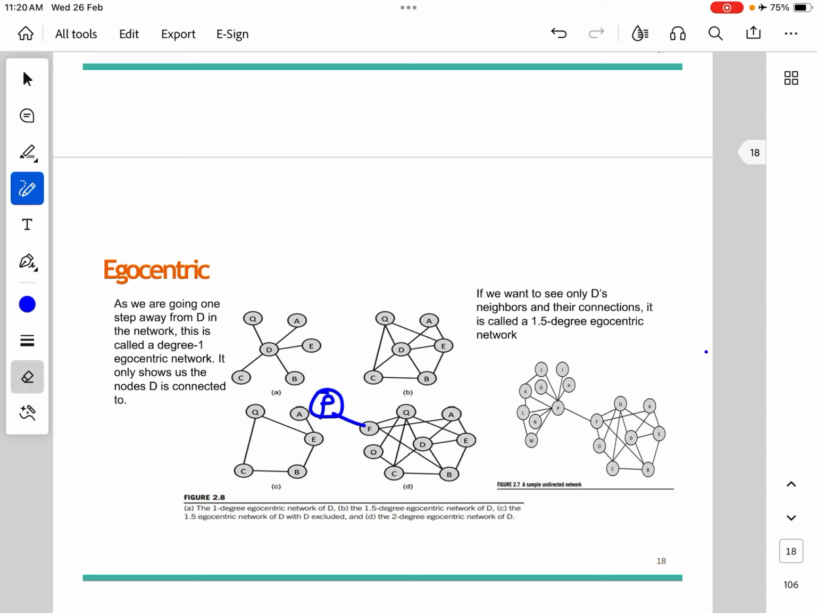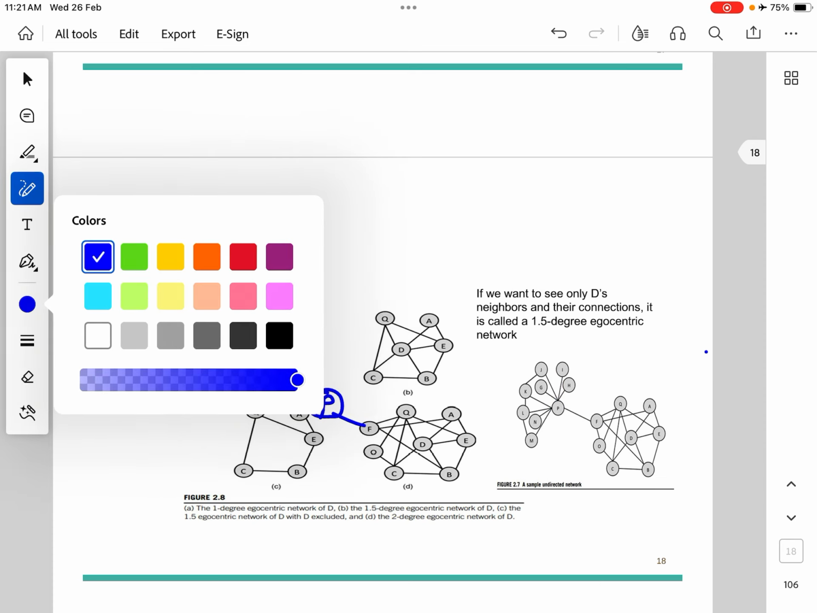Why? Because F is a connection of P, which is not a connection of D. But is it okay? Yes, it is absolutely okay, because here we are considering connections with D as well as not a connection with D. I hope you understand. Here you will not draw this thing. So we will not be drawing this diagram. Only this part we will draw, because we don't have to show its connections. We have to only show these.